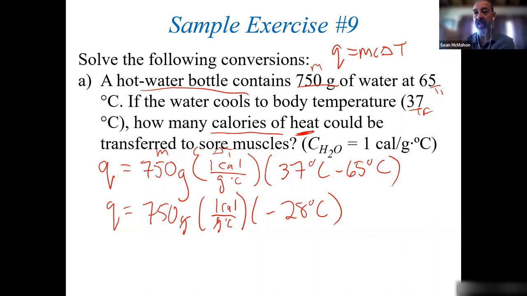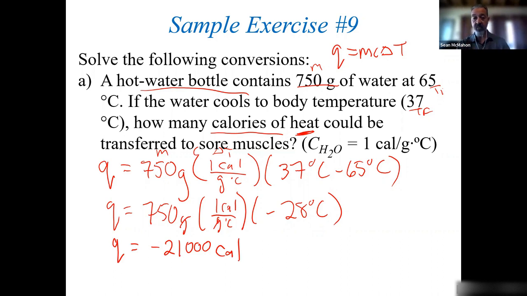And how do we observe that? We see that there's a drop in temperature. Went from 65 degrees Celsius to 37. So the water bottle is losing heat. And we see that because now we have a negative temperature change. It's dropping in temperature. When I calculate this out, I get Q equals negative 21,000 calories.